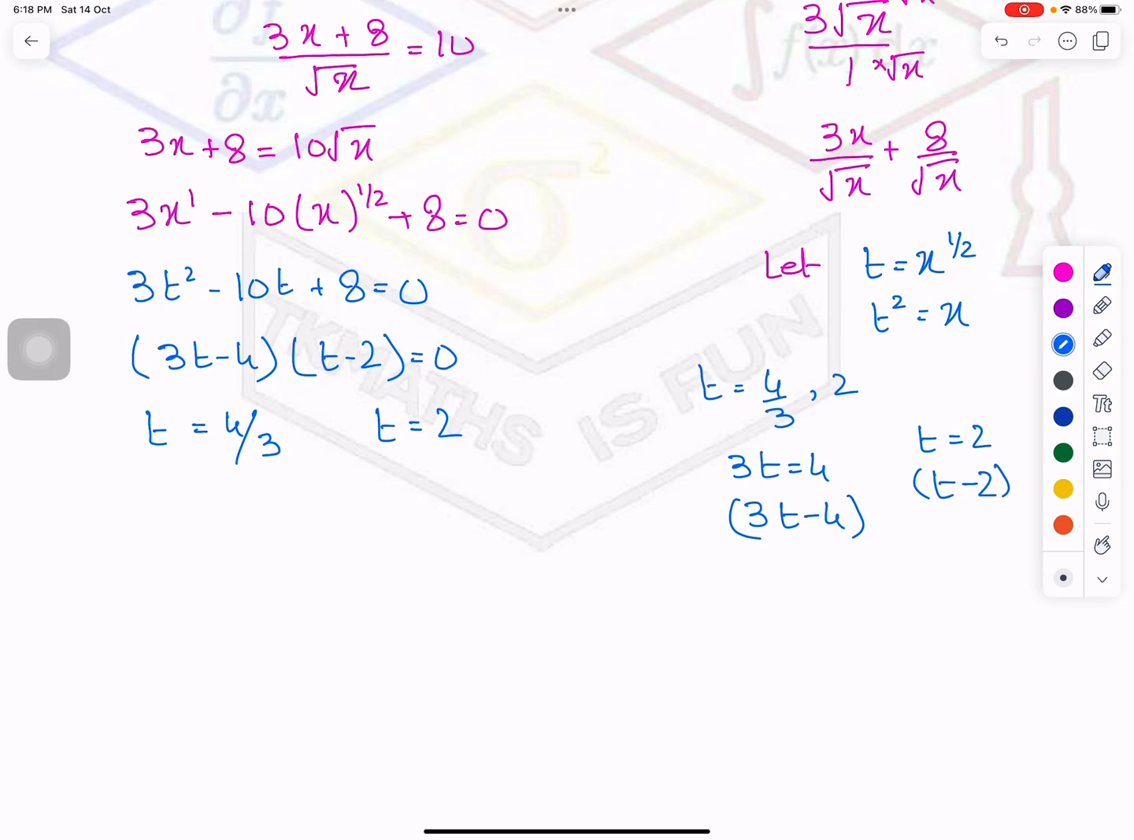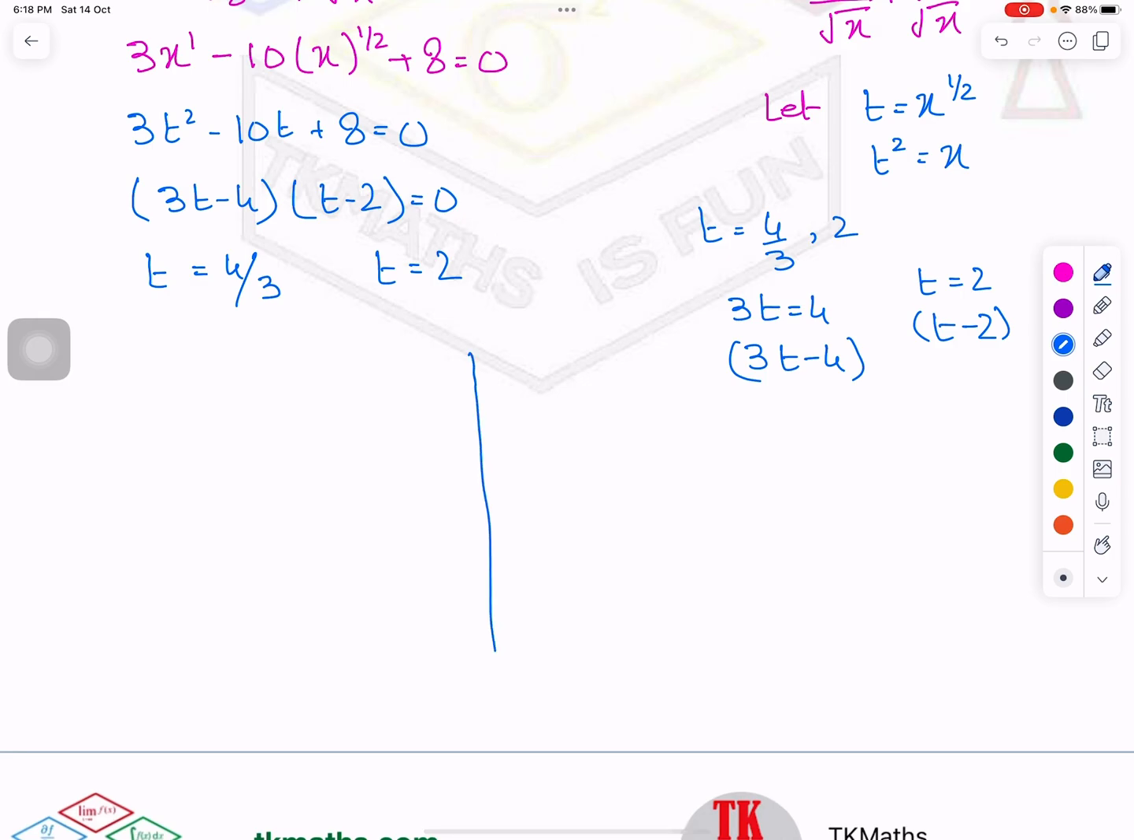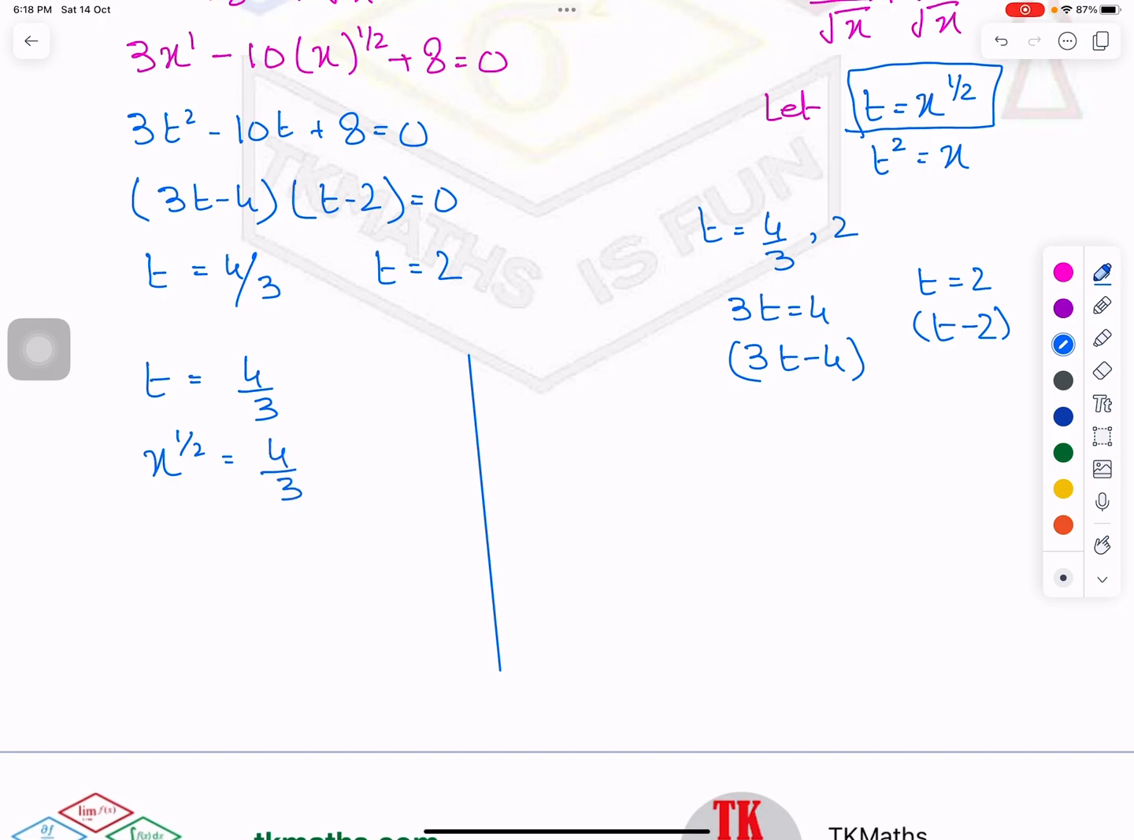The actual question had x in it, so we have to find the value of x. Now I will go for the substitution which I have taken, t equals x power half. So instead of t, I will write x power half, and the same thing for the other value I have gotten, t equals 2. Here also I will write x power half equals 2. I have taken this from the substitution I took initially. Now I will square both sides to get the value of x, and I got these values. So this is how I find the value of x. Let's see the next question.